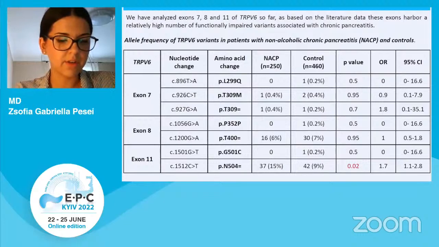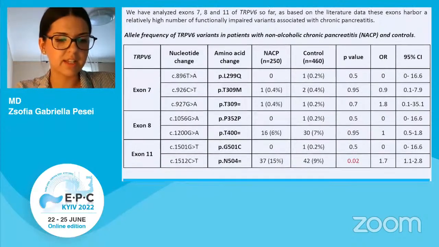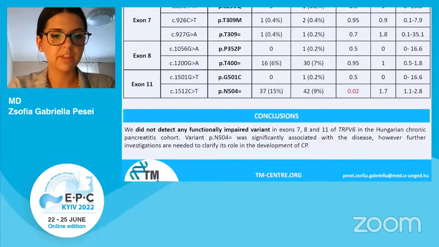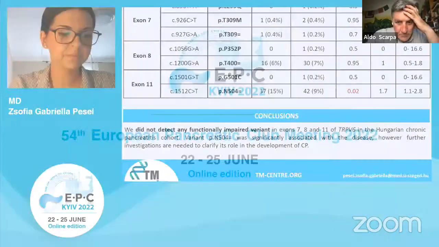However, the synonymous variant p.N504N in exon 11 was significantly associated with the disease. However, further investigations are needed to clarify its role in the development of chronic pancreatitis. Thank you for your attention.